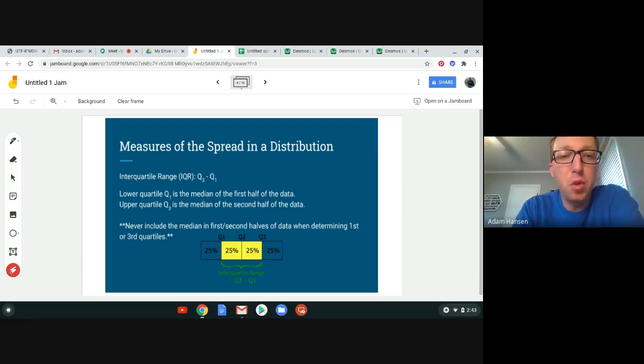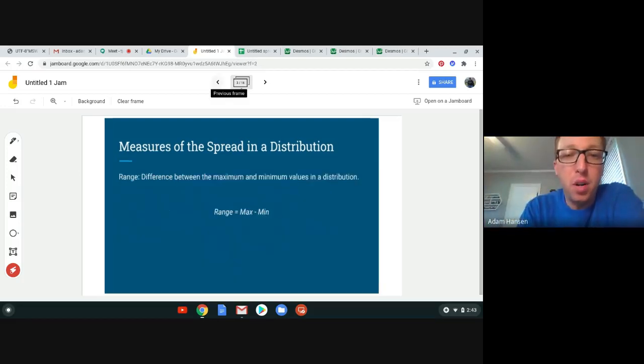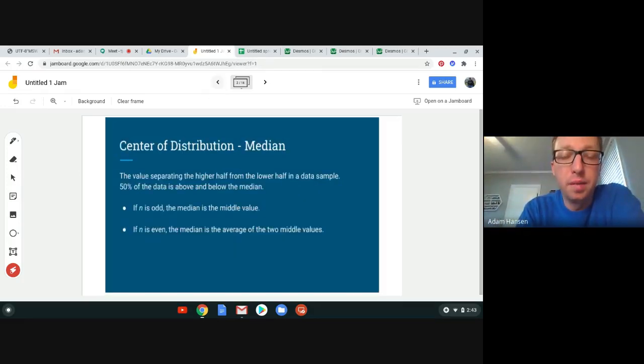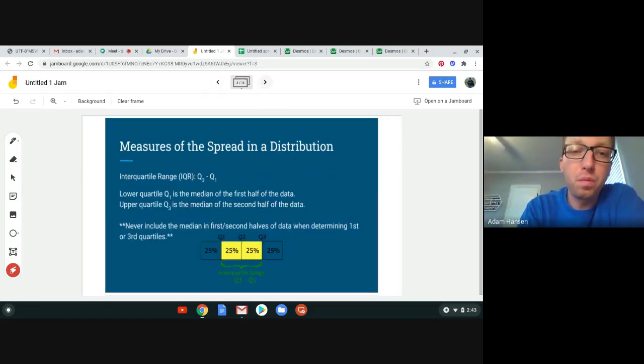Now, when I'm finding Q3 and Q1, I would use that same process of finding the median that I outlined on this slide, but I only do it for the first and second half of the data, not the entire set of data. That would be just finding the median again. When I'm finding Q3 and Q1, I never include the median in the first or second halves of the data. The median splits the data into two halves. It's not a part of either half.